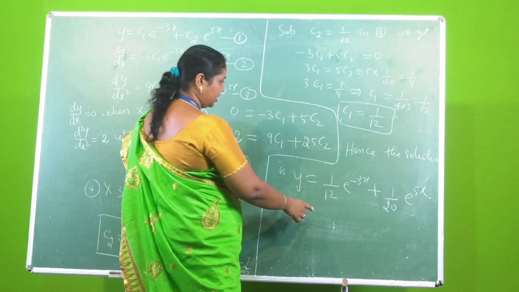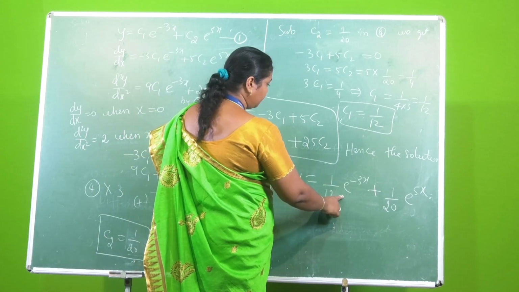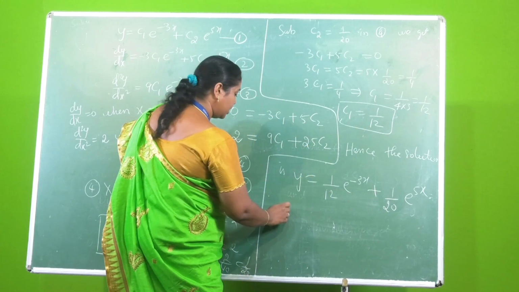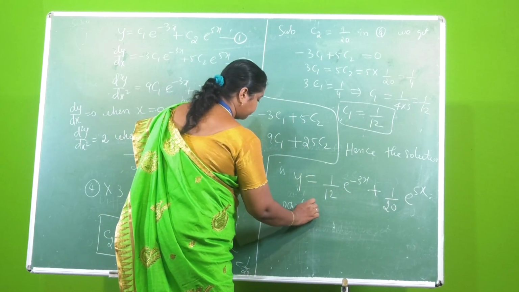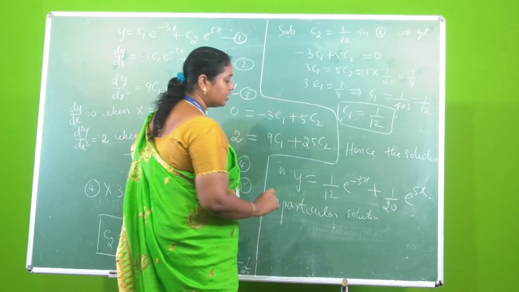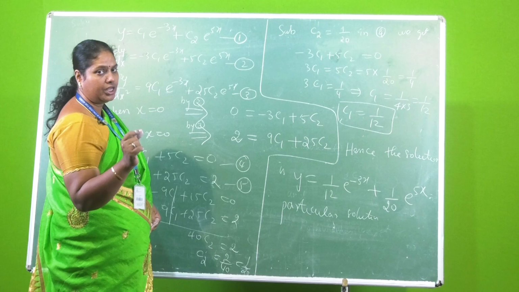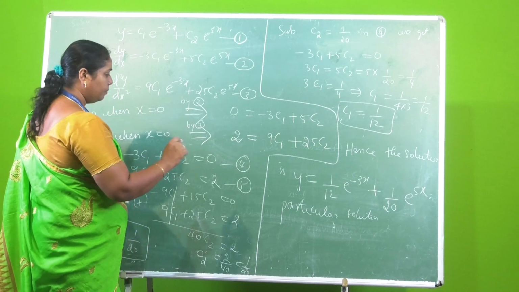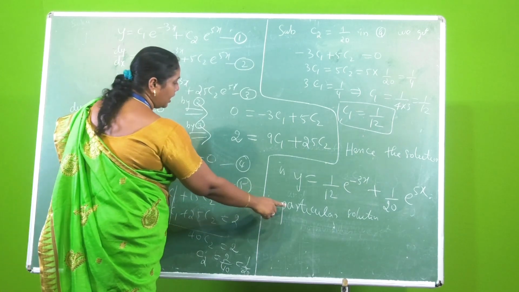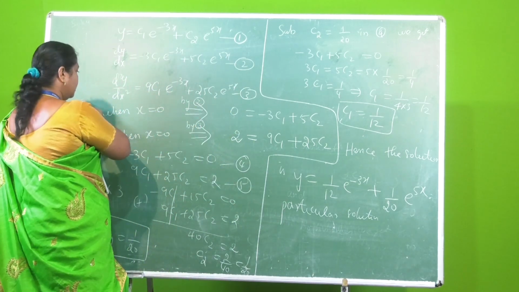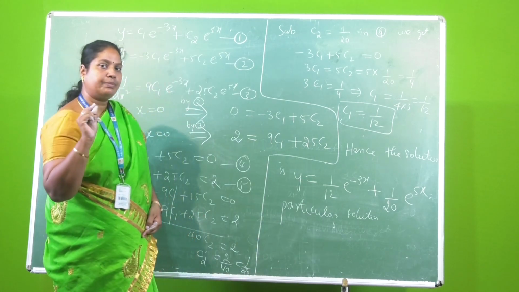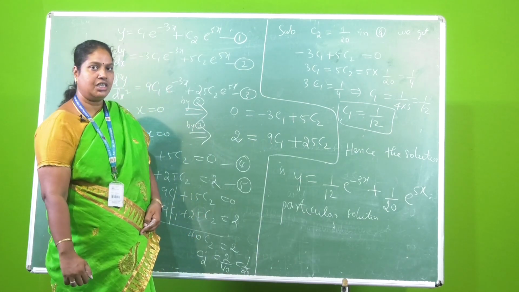Now we substitute these values of c1 and c2 in equation 1. You will get the solution y equal to 1 by 12 e power minus 3x plus 1 by 20 e power 5x. This type of solution is called a particular solution, because you are giving c1 and c2 values particularly. This other type is the general solution, and if you give conditions like this, you will get the values of c1 and c2, and replacing them gives the particular solution of the given differential equation.